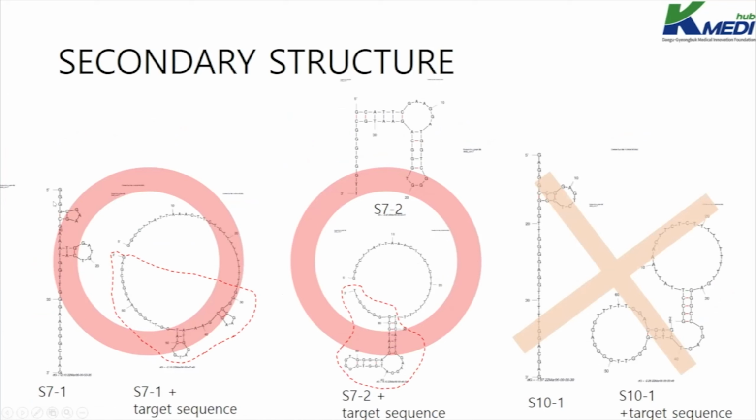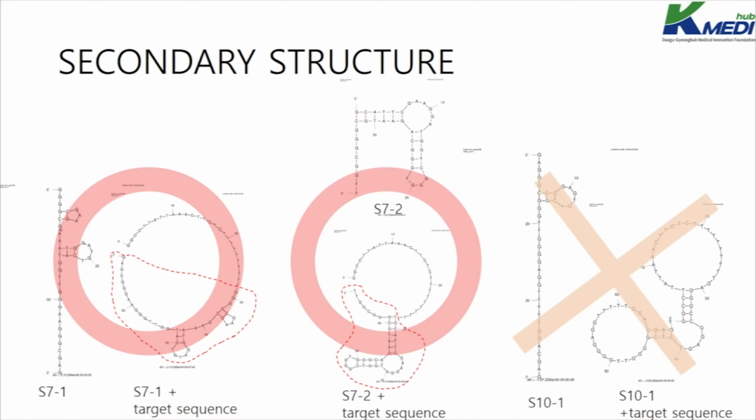This is the whole sequence of 7-1, and this part is linked to the target sequence for the CRISPR-Cas recognition. As it is shown, this structure was not affected with this target sequence. And in the case of 7-2, the main structure of 7-2 is also not affected with this target sequence. So I think that this 7-1 and 7-2 can be used for the CRISPR-Cas system.